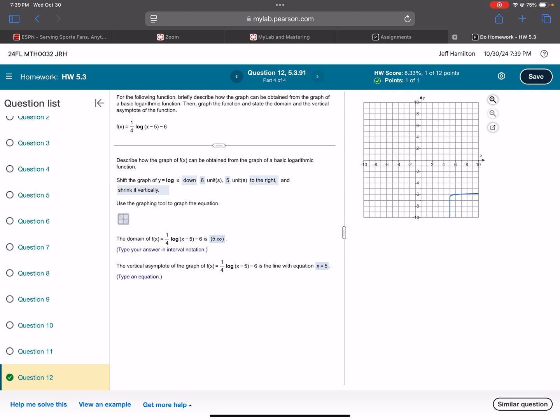Okay, hopefully that helps you with graphing that function and identifying the transformation. My question is a little bit different than yours, but hopefully you get the idea.